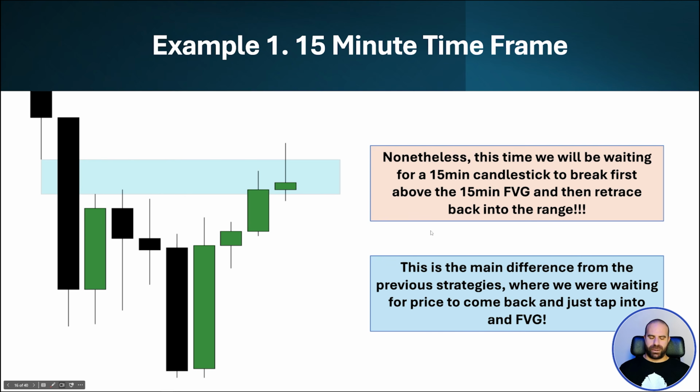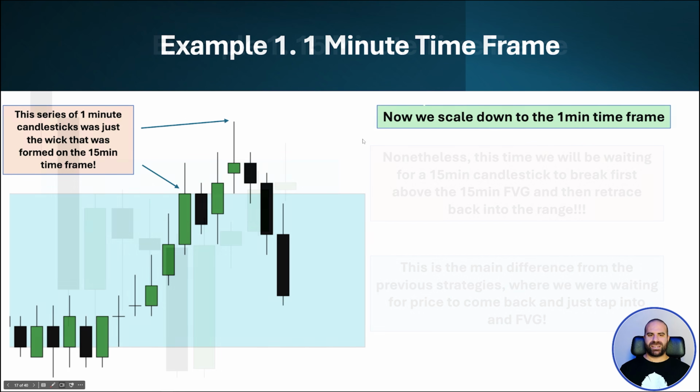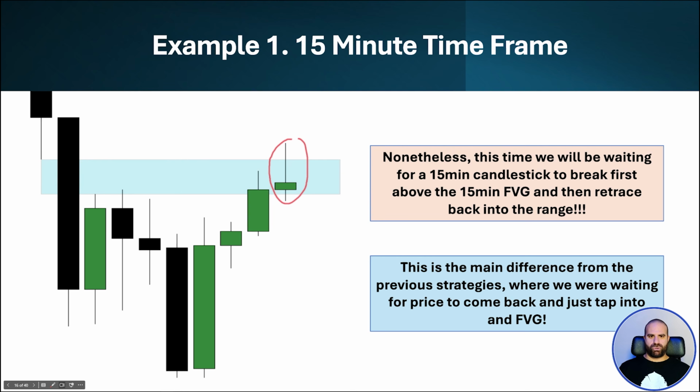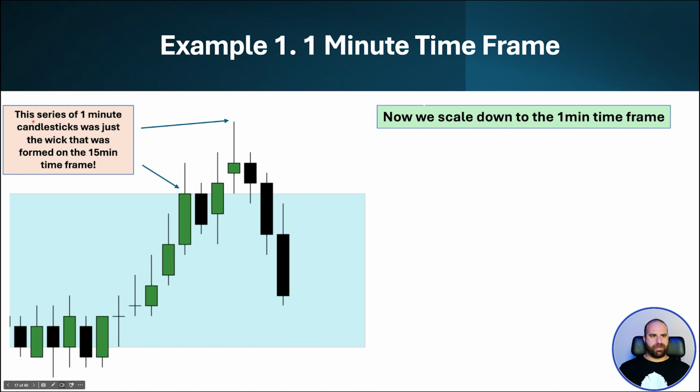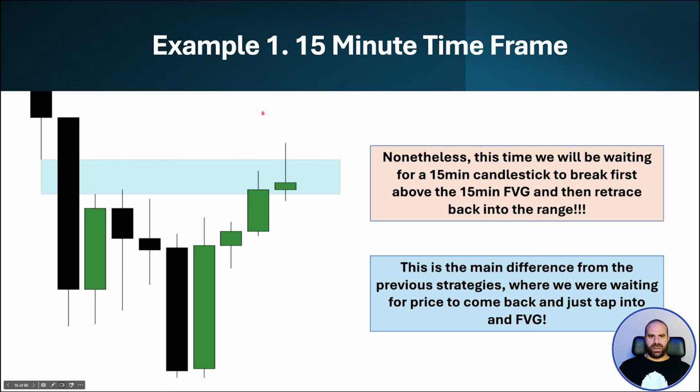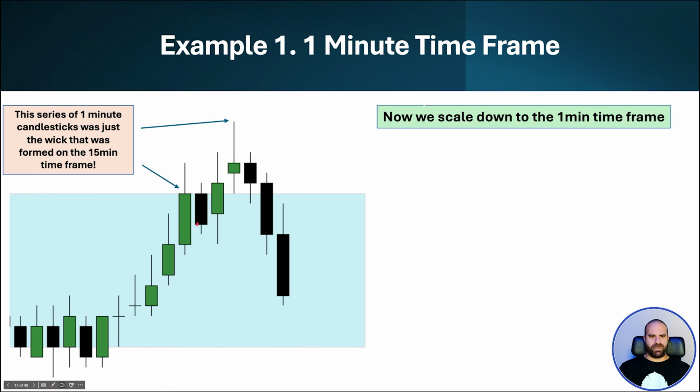What do I mean by that? Let's move forward. We scale down. This is now the very same price action that you see right here on this 15-minute time frame candlestick. We scale down to the 1 minute time frame with this light, okay? And as I say, pay very close attention. This series of 1 minute time frame candlesticks are just the wick that was formed on the 15-minute time frame. This series was just the wick that you saw over here on the 15-minute time frame. So price came up, and now it is retracing.